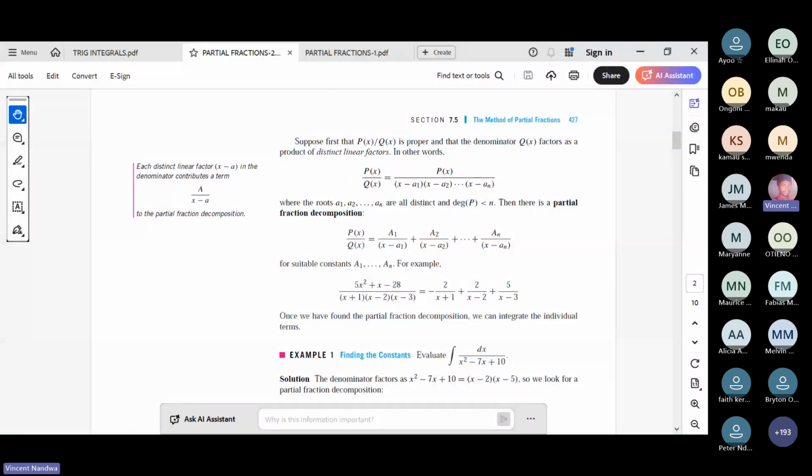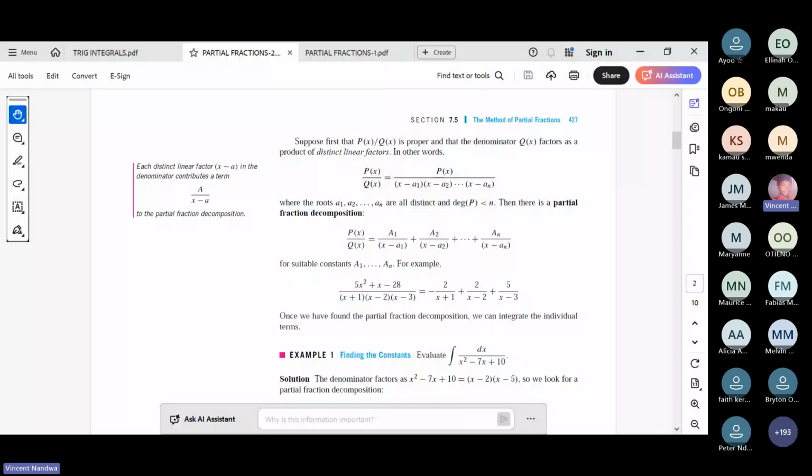And what determines how the partial fractions will be decomposed is the structure of the denominator. After ensuring that the fraction is proper, the structure of the denominator is what is going to guide you on how to decompose P over Q as a sum of fractions, what we call the partial fractions.